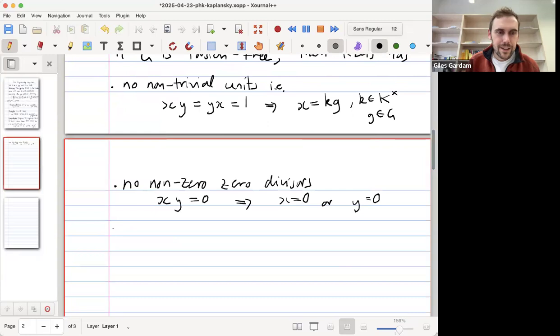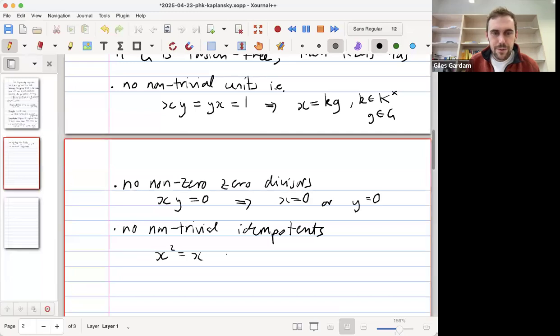And finally, there should be no non-trivial idempotents. An idempotent is just something that's equal to its own square. And we should only have the 2 trivial solutions to this equation that we all learned in school. So if something is an idempotent, it should just be 0 or 1. Okay, so those are the 3 Kaplansky conjectures for torsion-free groups.